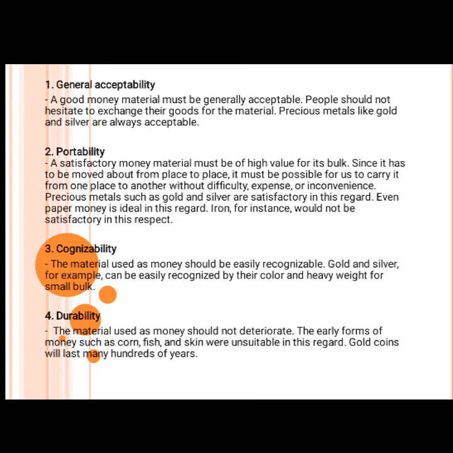Third is cognizability. So the material used as money should be easily recognizable. Gold and silver, for example, can be easily recognized by their color and heavy weight for small bulk. So the ability to recognize money is critically important. Today we can look at a currency note and tell its value. So if money is not cognizable, then people can find it difficult to determine if they are dealing with money or some inferior asset.